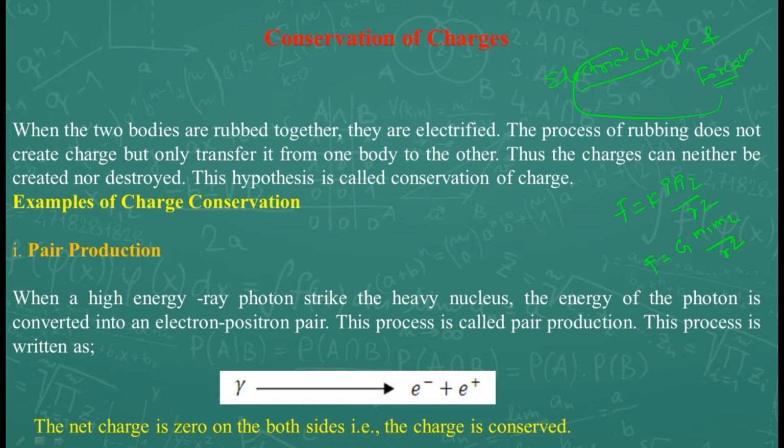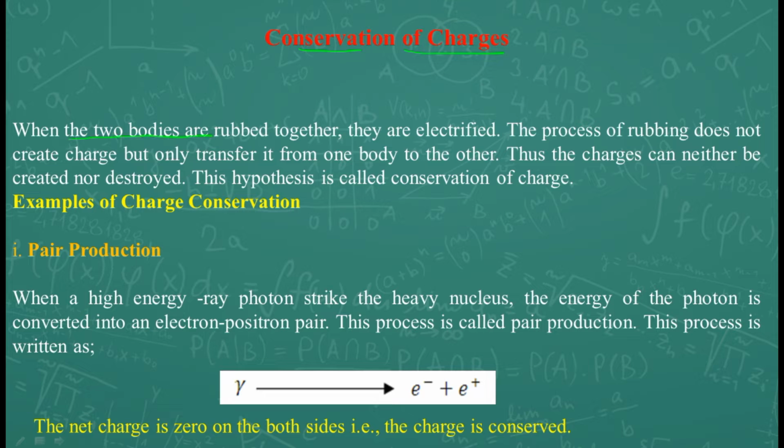After that we discussed quantization of charge: Q is equal to Ne, where Q is the charge, N is equal to 0, plus or minus 1, plus or minus 2 and so on, and e is the charge of the electron, which is an elementary particle. Okay, good. So today we discuss conservation of charge.